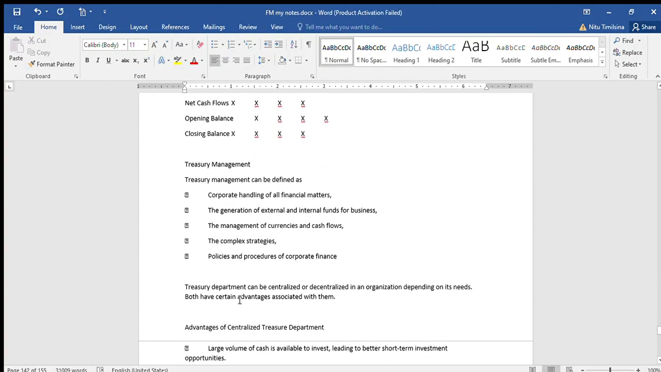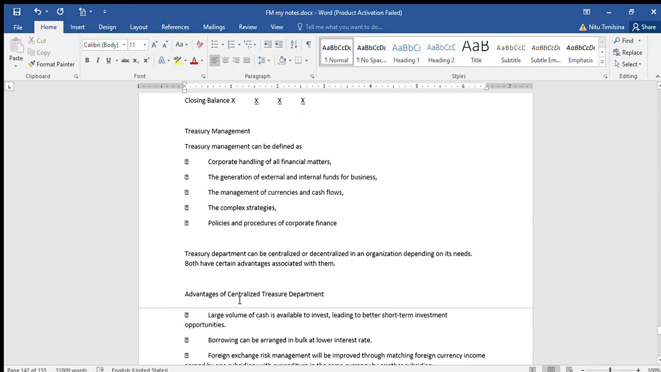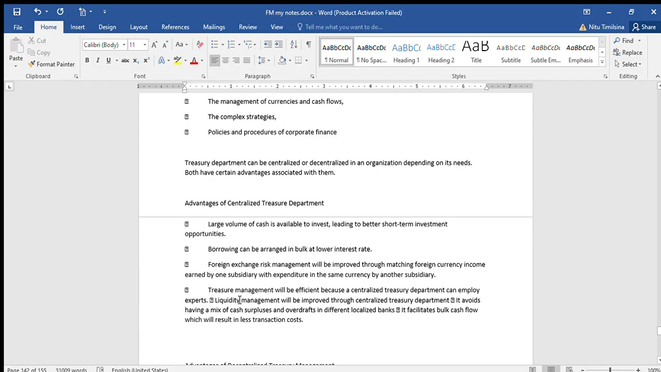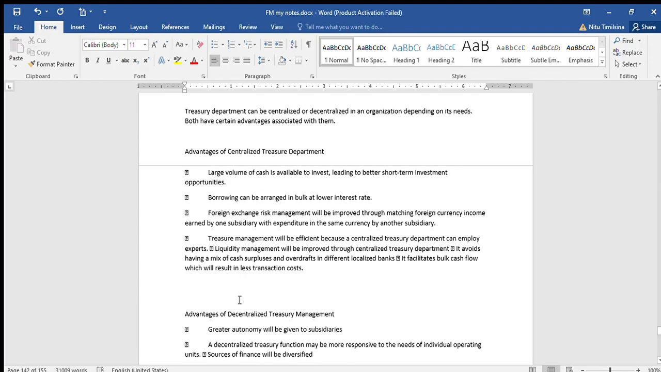Treasury management. Treasury management can be identified as the corporate handling of all financial matters, the generation of external and internal funds for a business, management of currencies and cash flows, and complex strategies, policies and procedures of corporate finance. The treasury department can be centralized or decentralized in an organization depending on its needs. Both have certain advantages associated with them.